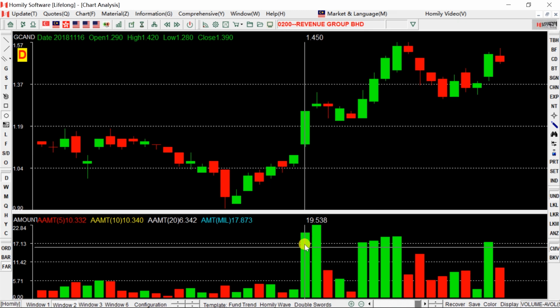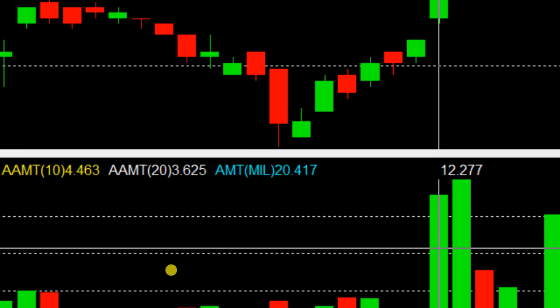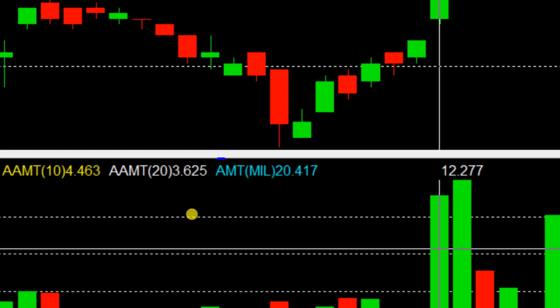If we move the mouse to this column, then we will see that day the trading amount is 20.417 million ringgit. That day, this stock, 20.417 million ringgit, was traded, being bought and at the same time being sold.